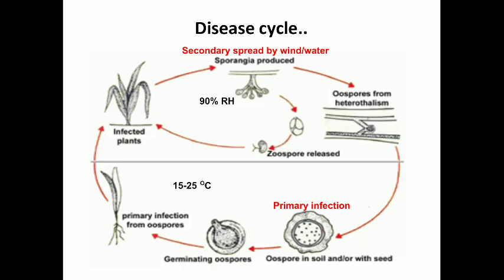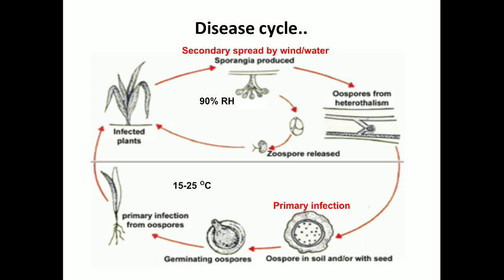Regarding the disease cycle, the pathogen survives in the soil or seed in the oospore form. The primary infection takes place from the oospore when it germinates. It requires relative humidity of around 90% and temperature of around 15 to 25 degrees Celsius, and it germinates to develop infection. So it infects the plants.